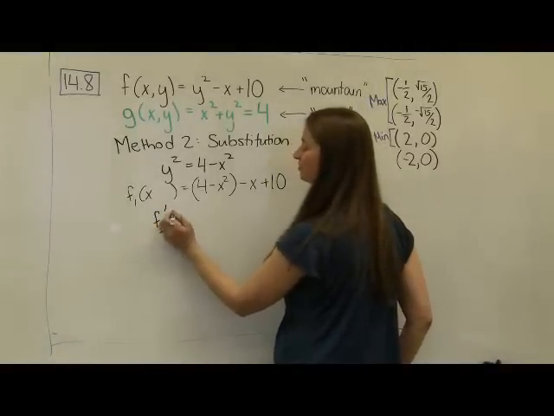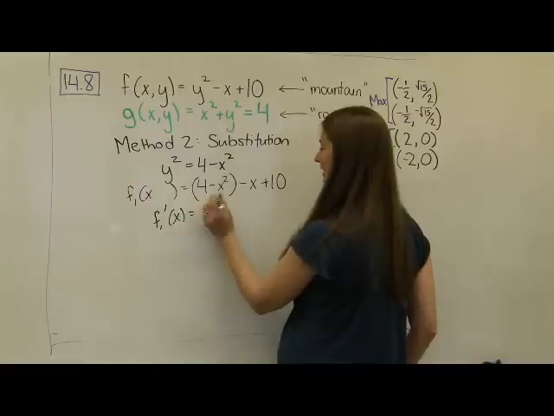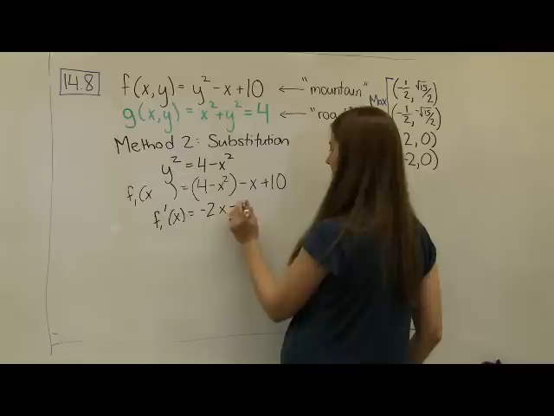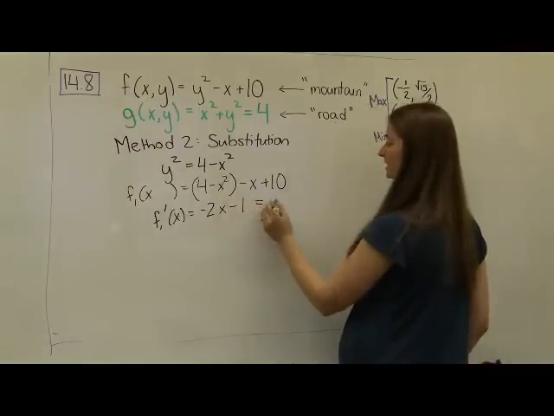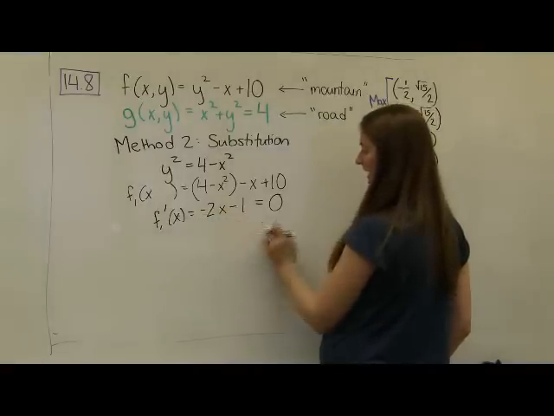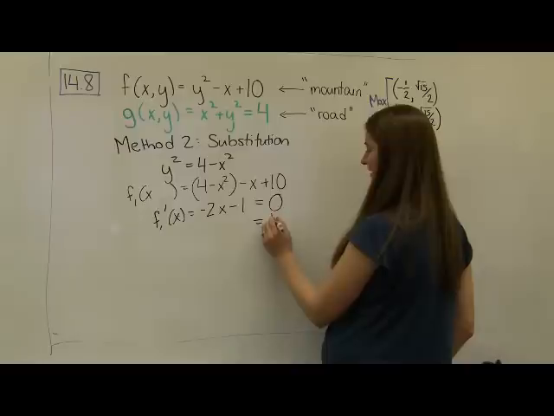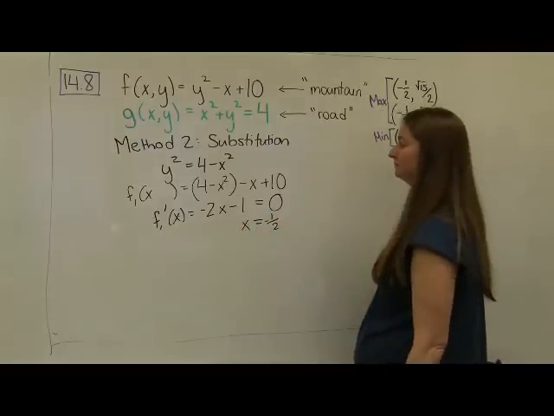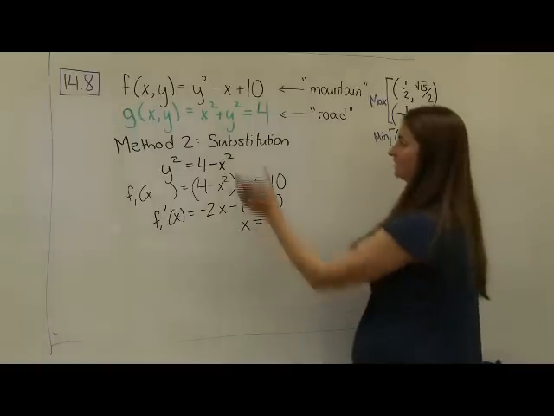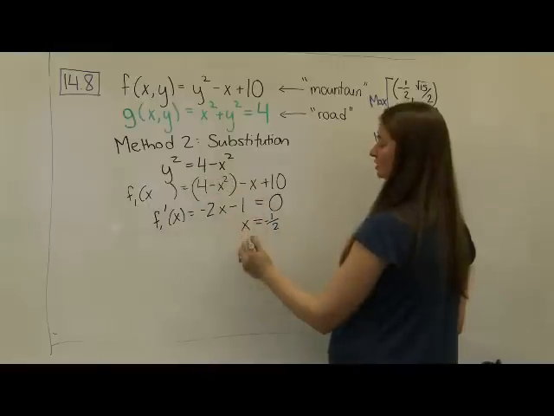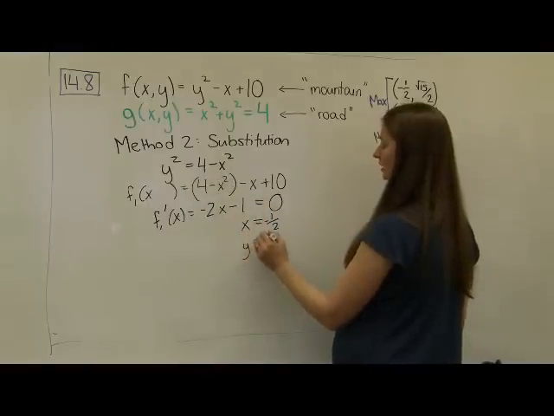The derivative of my f1 function is going to be given by, the derivative of 4 is just 0, I get negative 2x minus 1. I'm going to take my derivative and set it equal to 0. And when I do that, I can add 1 to this side and divide by negative 2, and I get that x equals negative 1/2. I can plug my x equals negative 1/2 back into my constraint function. I just need to solve, because I use this relationship, and I see that that means that y is equal to plus or minus square root 15 over 2.